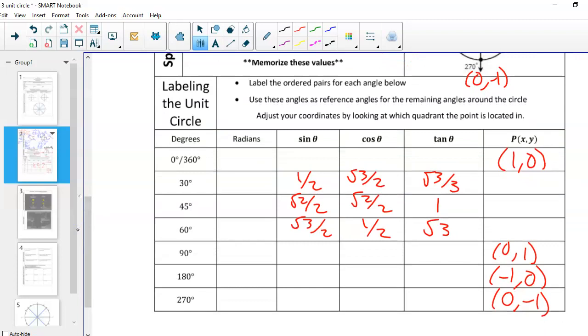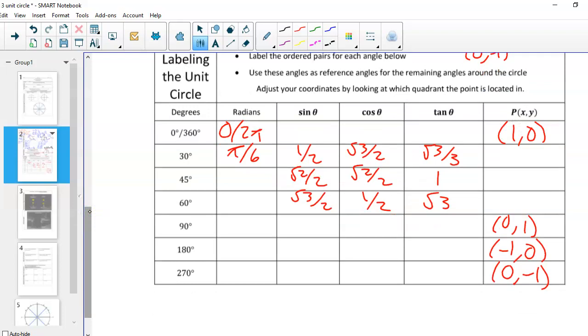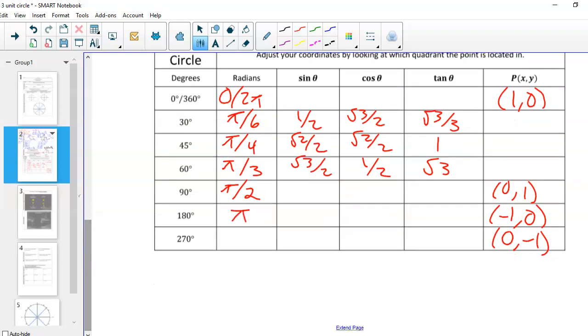Alright, so we know this is 0 to pi. What is 30 degrees in radians? Pi over 6. What is 45 degrees in radians? Pi over 4. What about 60 degrees? Pi over 3. 90 degrees? Pi over 2. 180 we know is pi. 270? 3 pi over 2.